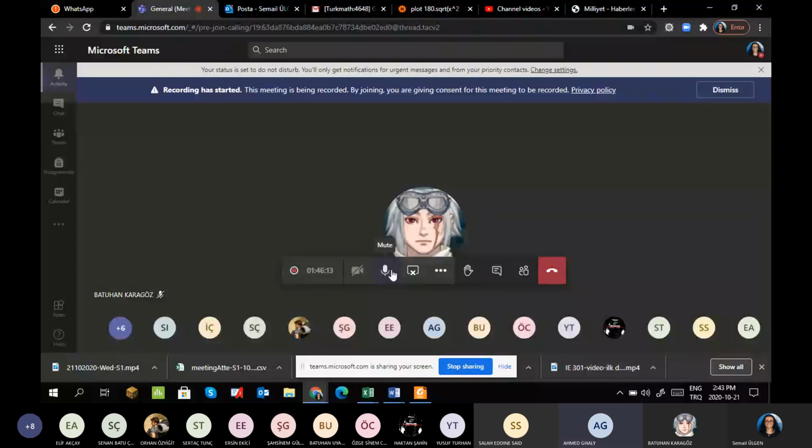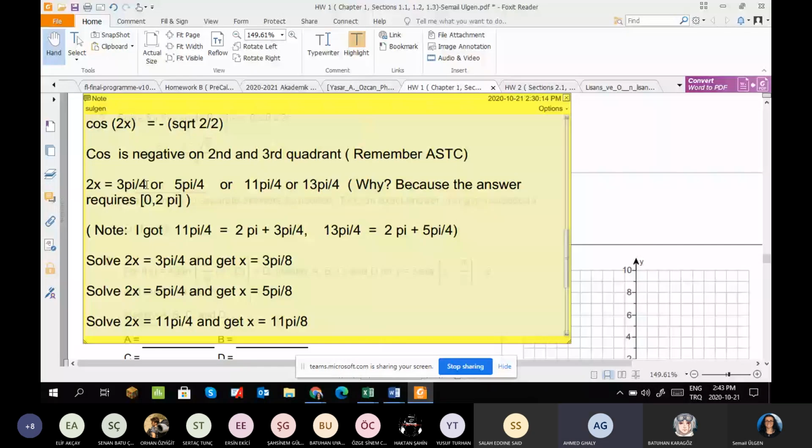Okay, so let me continue here. So we have 3 pi over 4 in the second quadrant, 5 pi over 4 in the third quadrant. And then is this all? Not really. We have 11 pi over 4, when you turn 2 pi around. You get 11 pi over 4 as 2 pi plus 3 pi over 4, okay? And then we have 13 pi over 4, and cosine of 13 pi over 4 is also going to give us negative square root of 2 over 2.